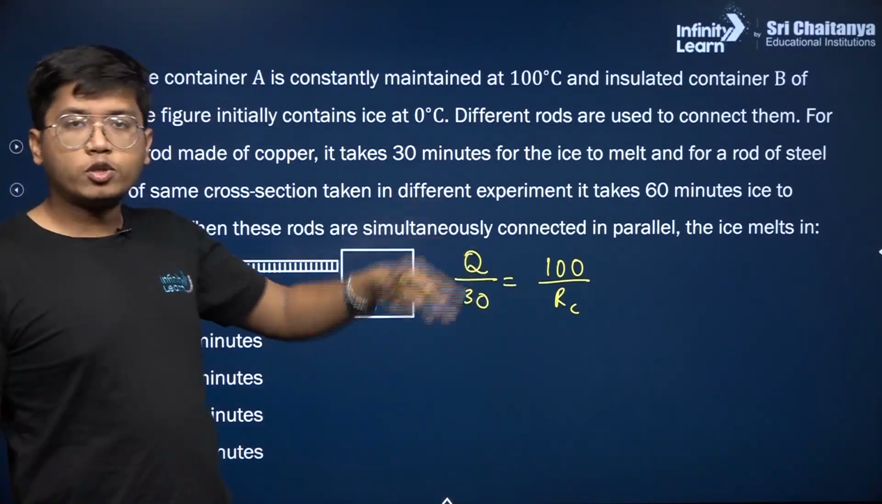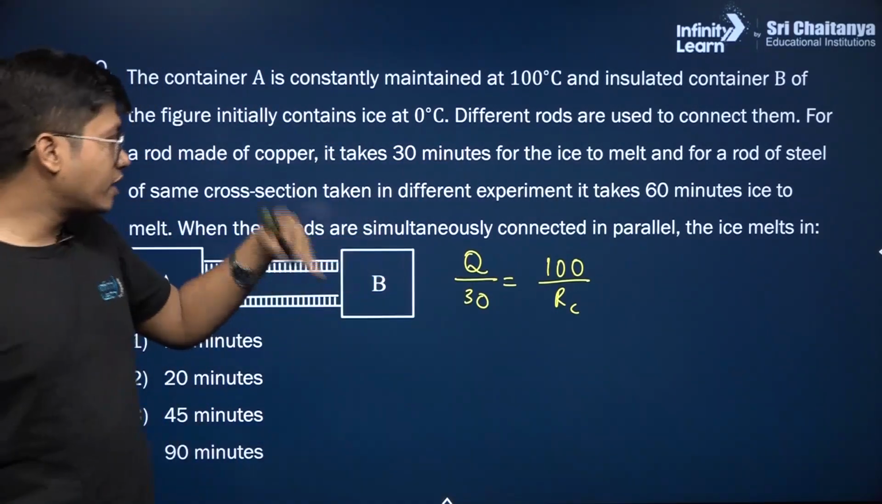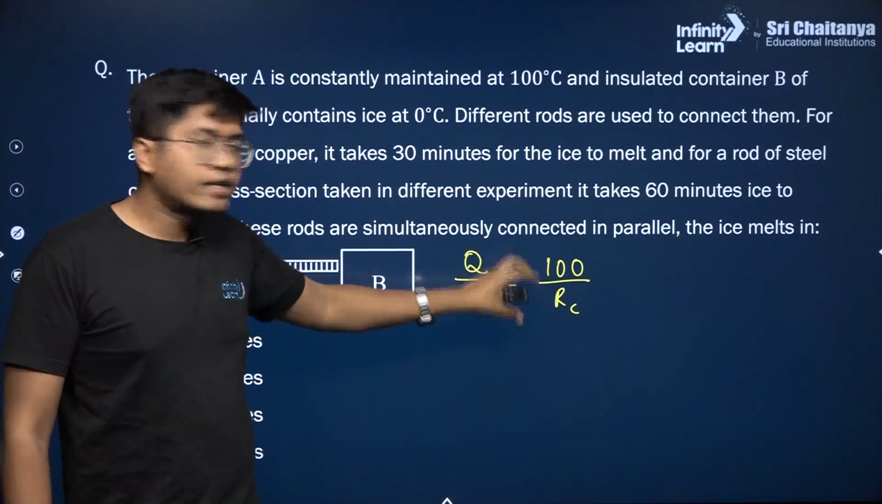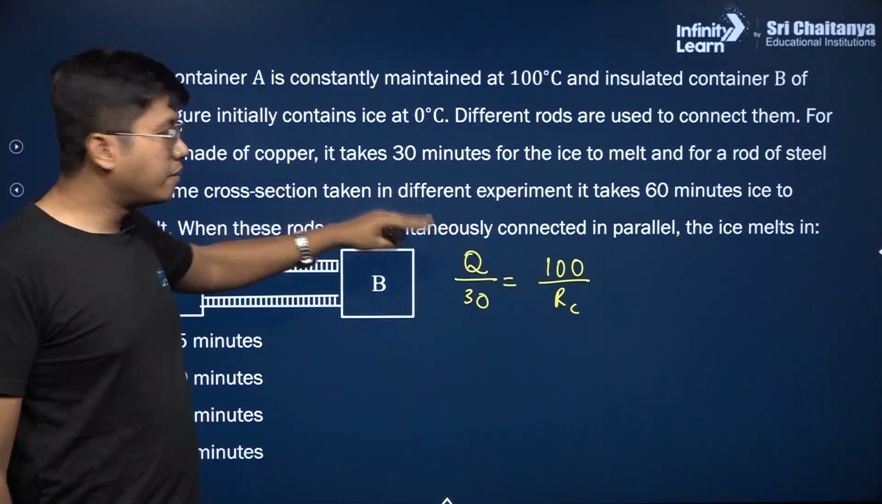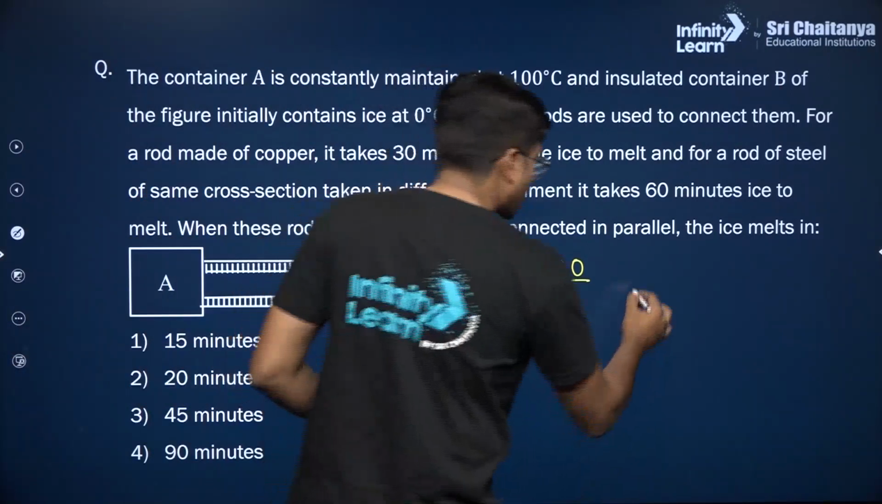that Rc is equal to Kc Ac divided by Lc. Right, Kc into Ac divided by Lc, we write it as thermal resistance. Why? Because in parallel it's easy to find the equivalent. Now this is for copper.